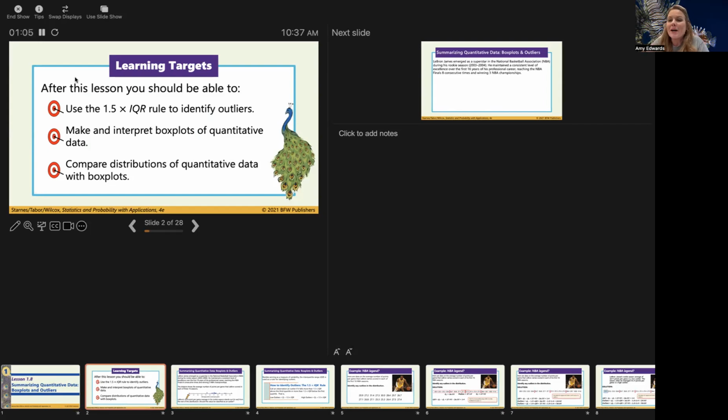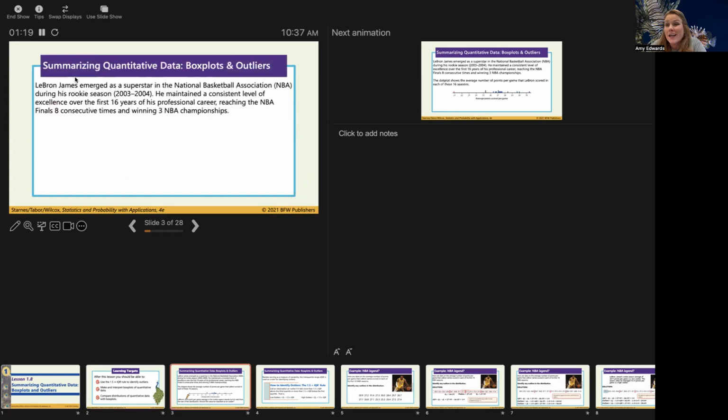StatMedic will make that box plot for you. And then we're going to compare distributions of quantitative data with box plots. It's going to be really cool because it's going to be LeBron James versus Michael Jordan. I really like the examples in this one. So we're going to start off with LeBron James. You guys are going to like this.